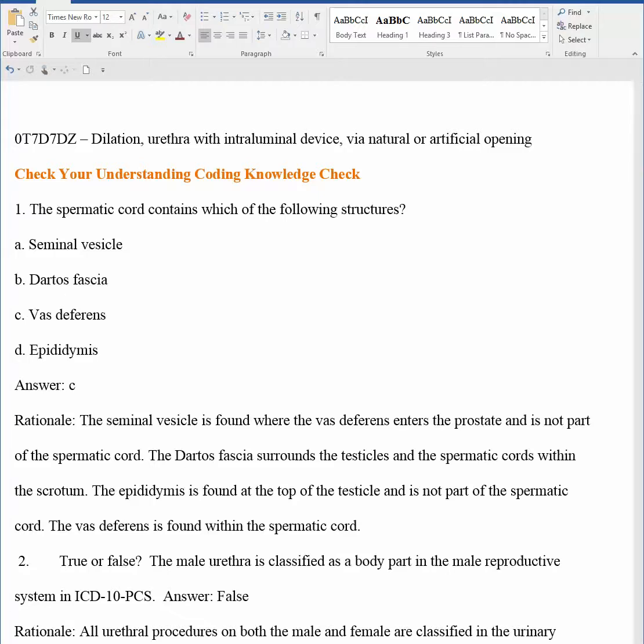Selection B surrounds the testicles and the spermatic cord within the scrotum. The epididymis is found at the top of the testicle. It is not part of the spermatic cord. The vas deferens is found within the spermatic cord. So the question is asking you for which one of these composes the spermatic cord.